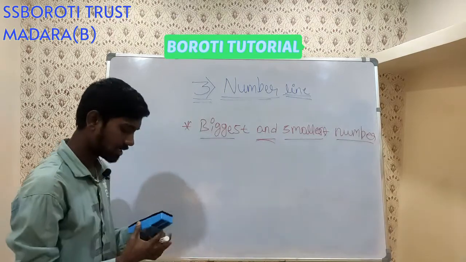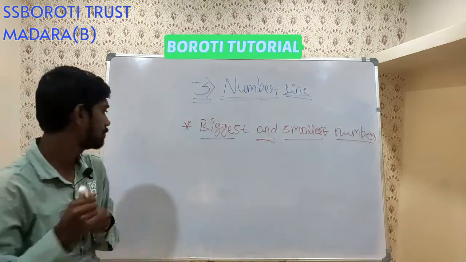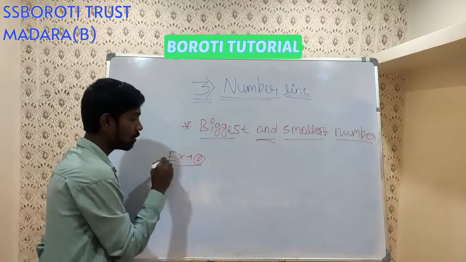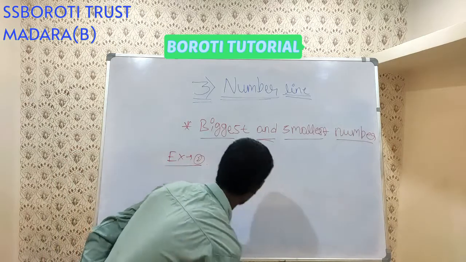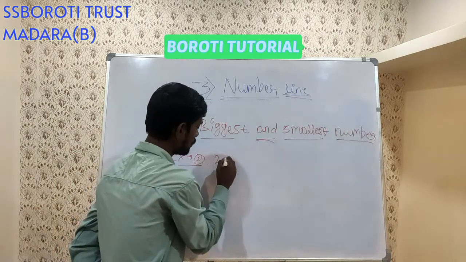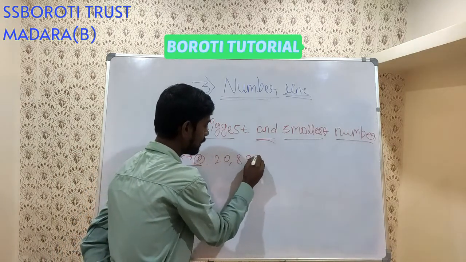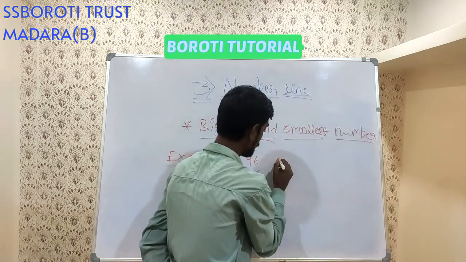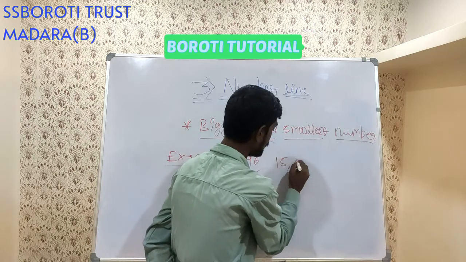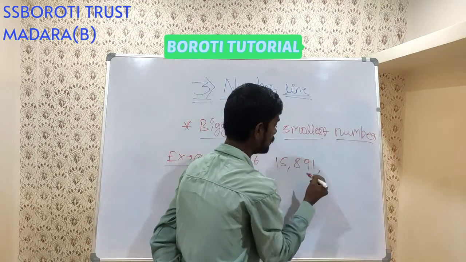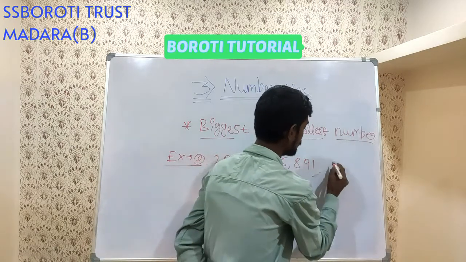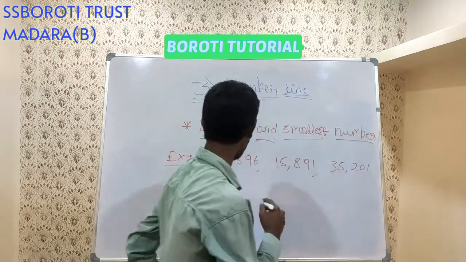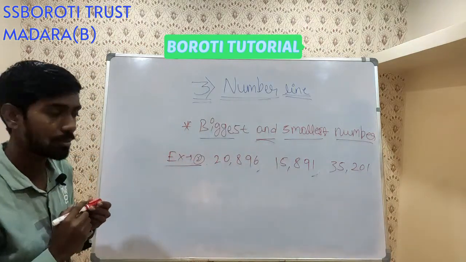See, taking another example, we go for example 2. Now you tell me, which is the bigger number: 20,896, 15,891, and the last one is 35,201? Out of these given numbers, which will be the biggest number?